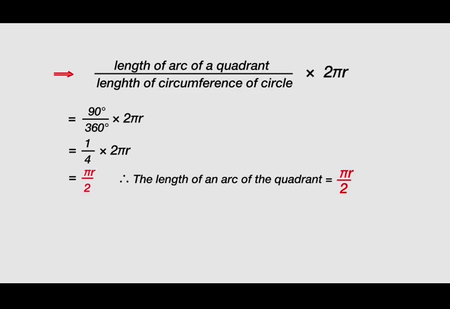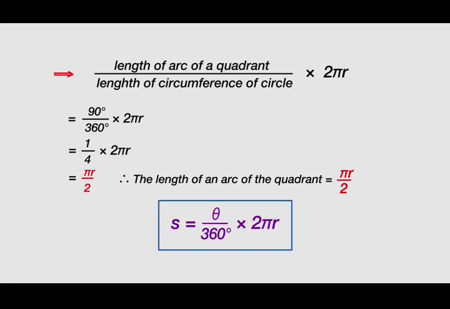So we are saying that the formula for finding the arc of a circle is given by S equals theta over 360 times 2 pi r. Now, by transposing this formula, you can find the value of any of the letters in the formula. Now, let's take a few more examples.